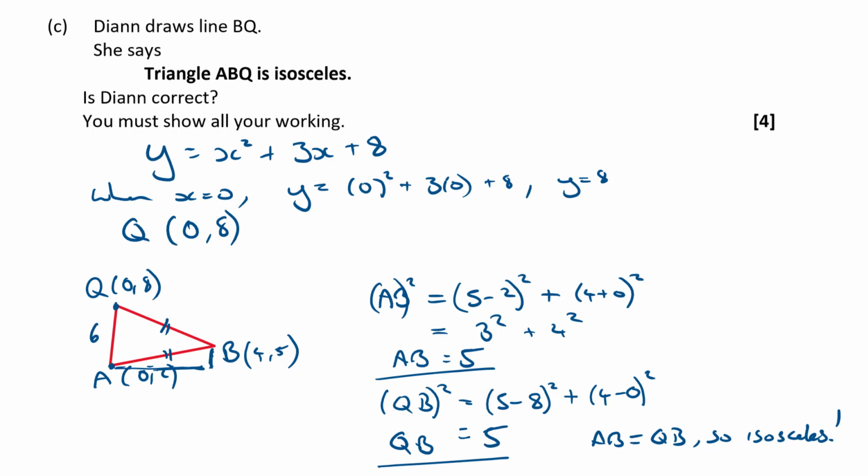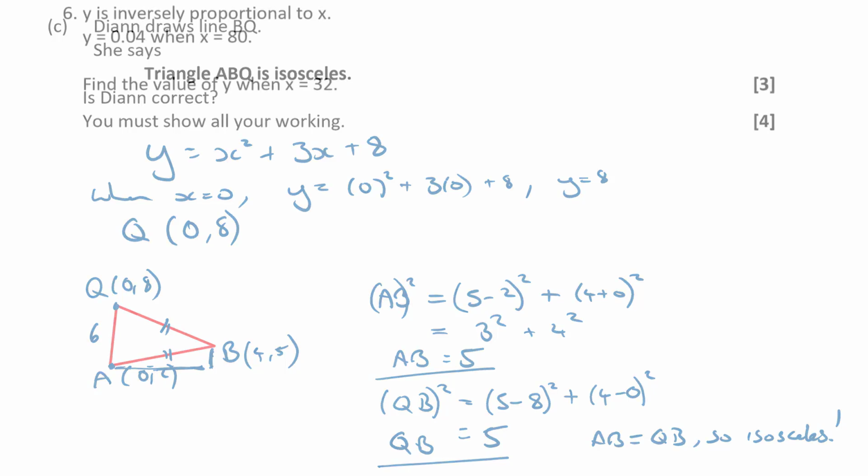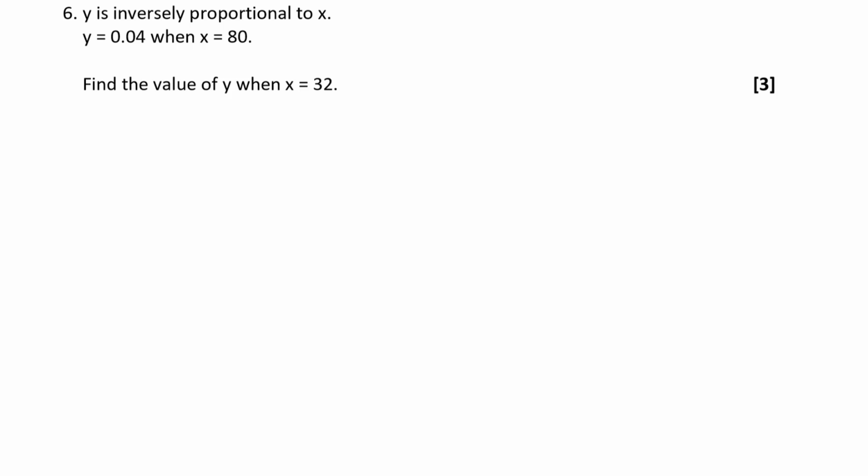Okay, good job. Question 6. y is inversely proportional to x. y is 0.04 when x is equal to 80. Find the value of y when x is 32. This is a very straightforward proportionality question. I've been given the relationship between y and x here. So it says y is inversely proportional to x. So I can say y is proportional to 1 over x.